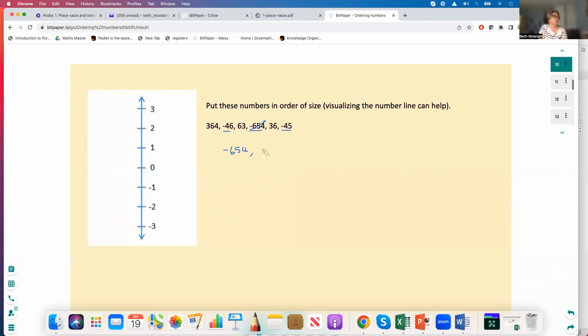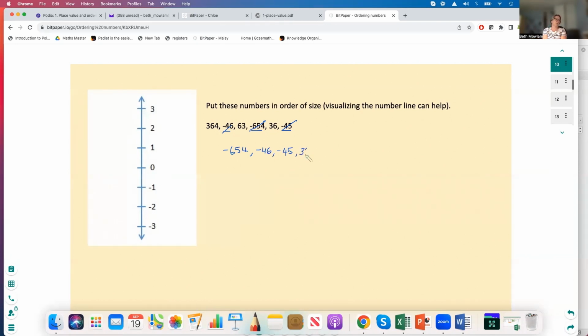So then the next one is minus 46. Next one, minus 45. So altogether, I'm thinking, just write the same number again, minus 45. All the time I'm thinking of whereabouts they are on this number line. So then I've done the minus ones. Well, the positive ones are easy. Remember, I'm starting at the smallest and I'm going to the biggest.